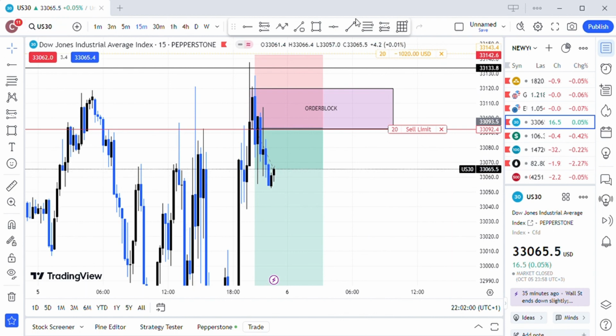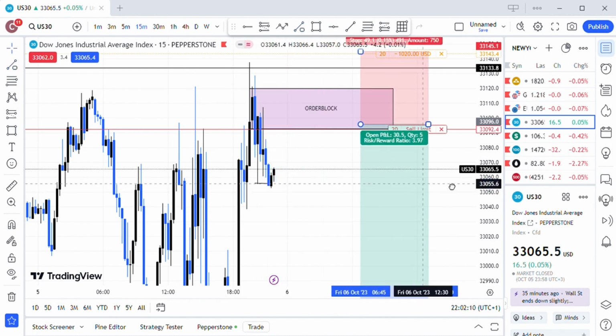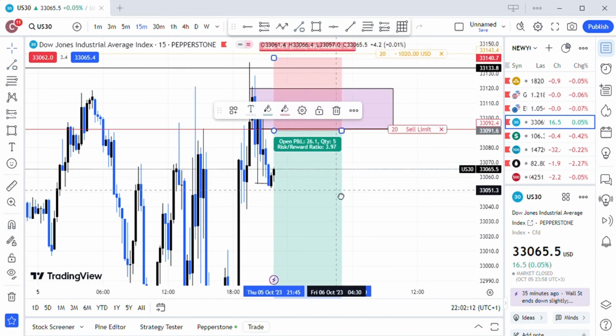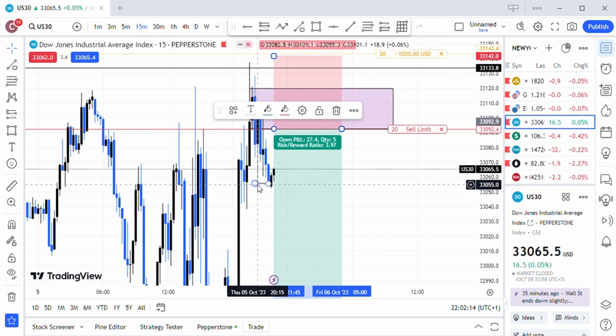So look at this market structure shift. There was a market structure shift here. Market structure shift.